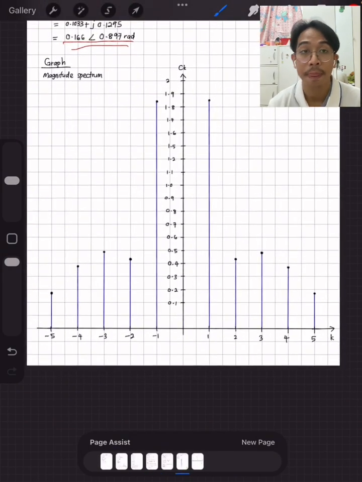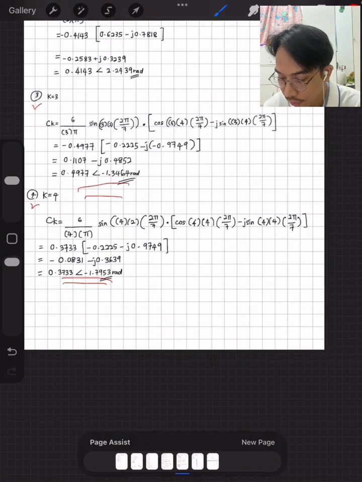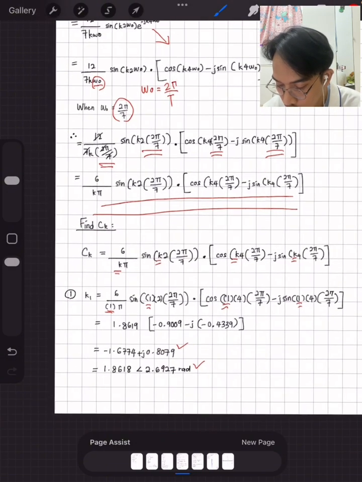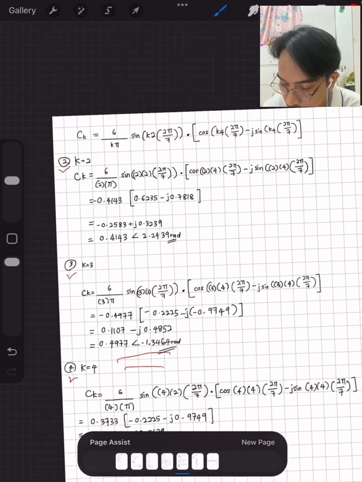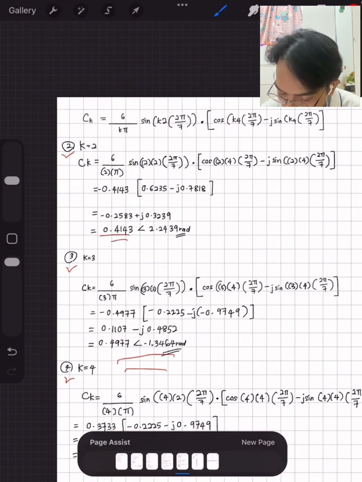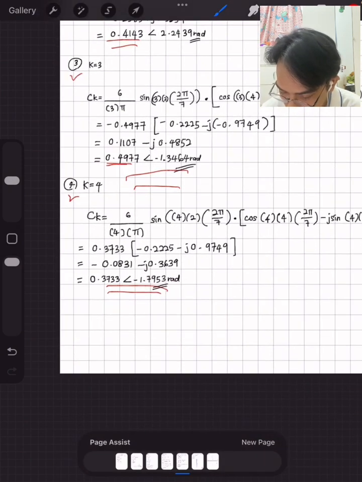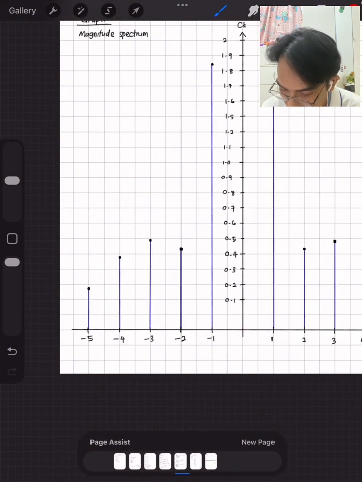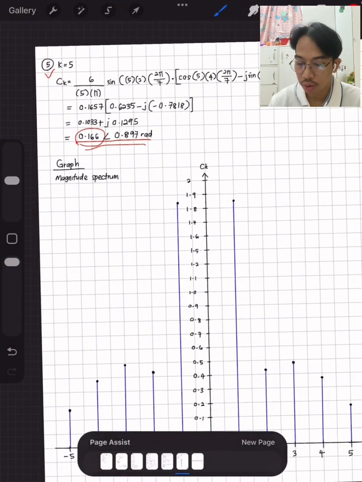So we continue with the magnitude spectrum graph. So we just plot the value of magnitude here. This is our magnitude, and this is our magnitude, our magnitude, here.